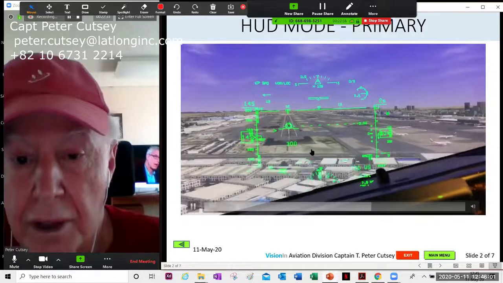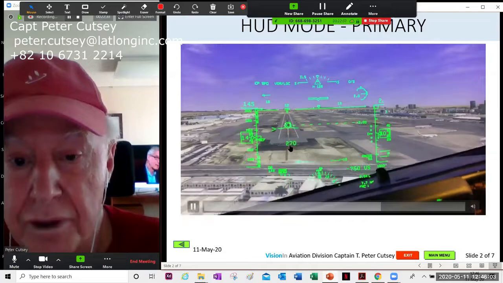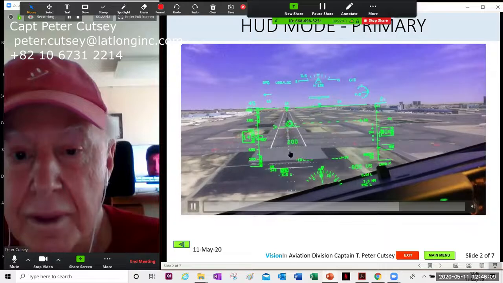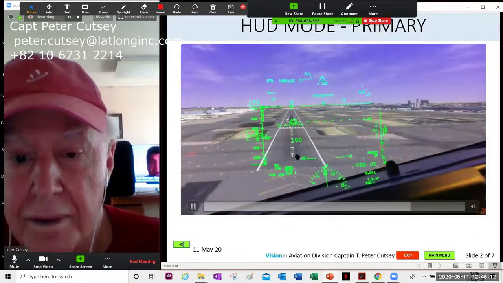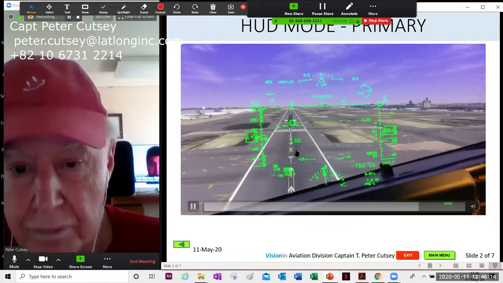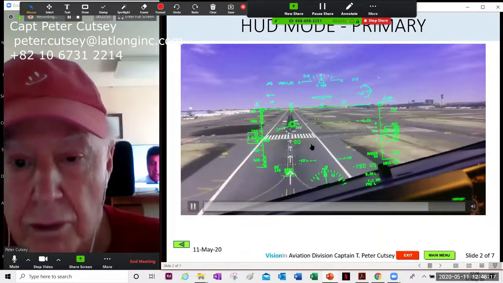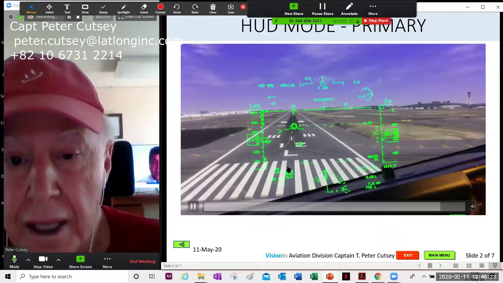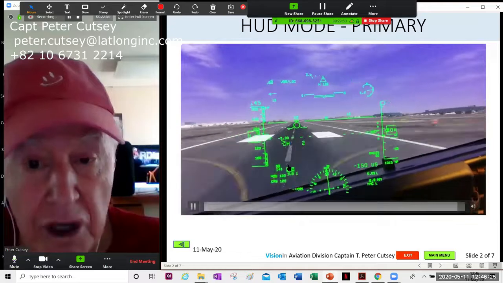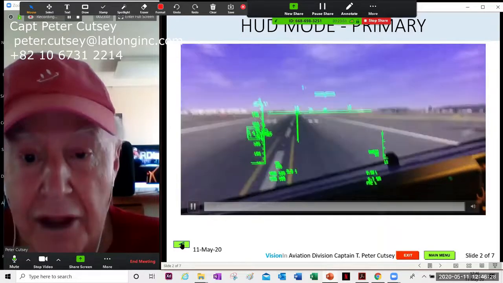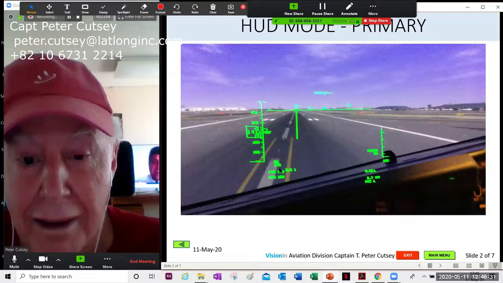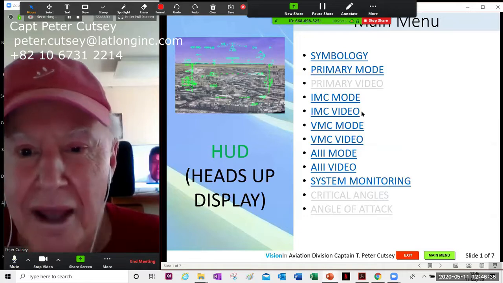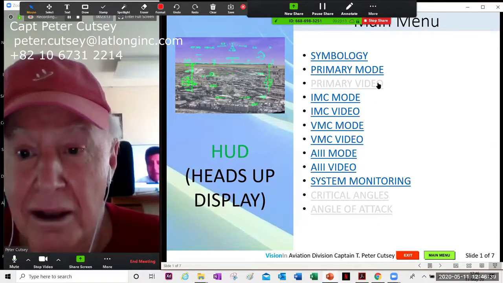At 300 feet, 230 feet. Approaching decision height. And we should be 50 feet over the end of the runway, in which we will be. And now you're actually landing visually. Okay, you're landing the aircraft visually. Okay, so that is a look at the primary mode and a good primary video.